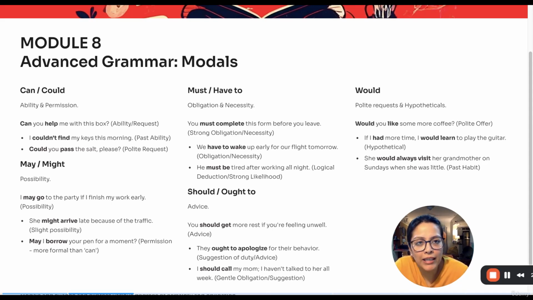I couldn't find my keys this morning. Now, why could? Because it is the past tense of can. So, whenever you want to talk about an ability, but in the past form, you will use could. I could swim when I was a child. That is, you had the ability to swim when you were a child.